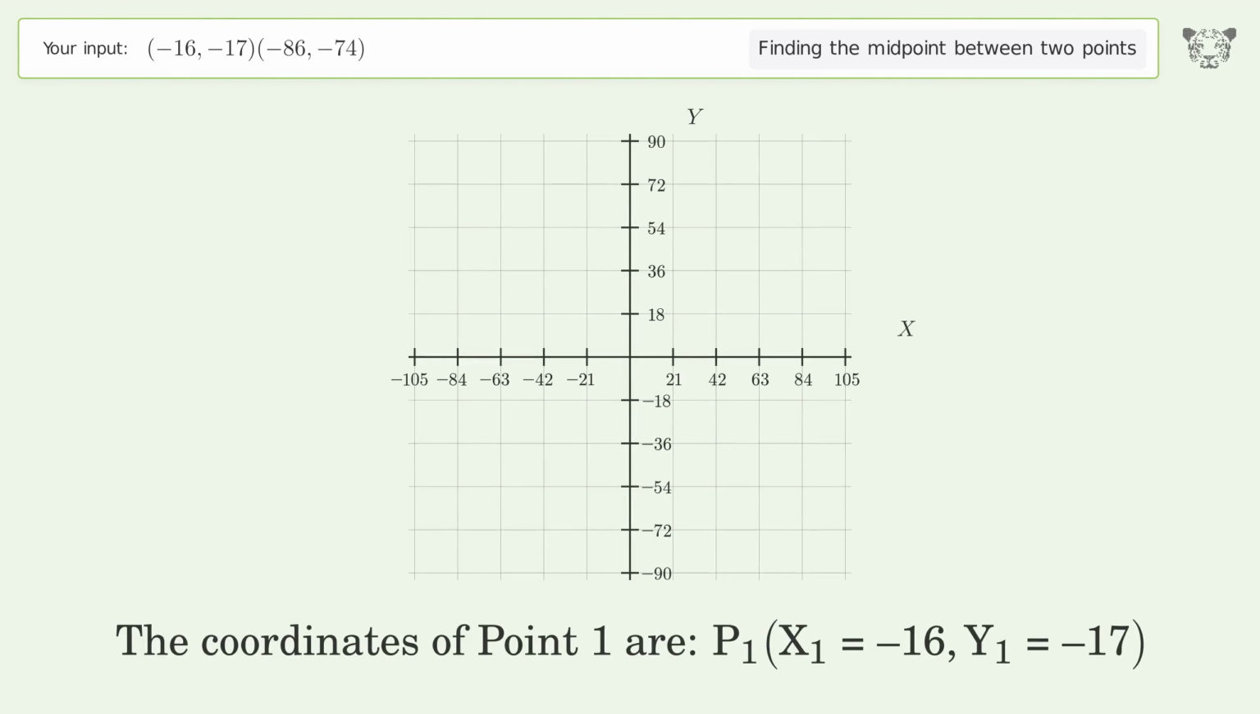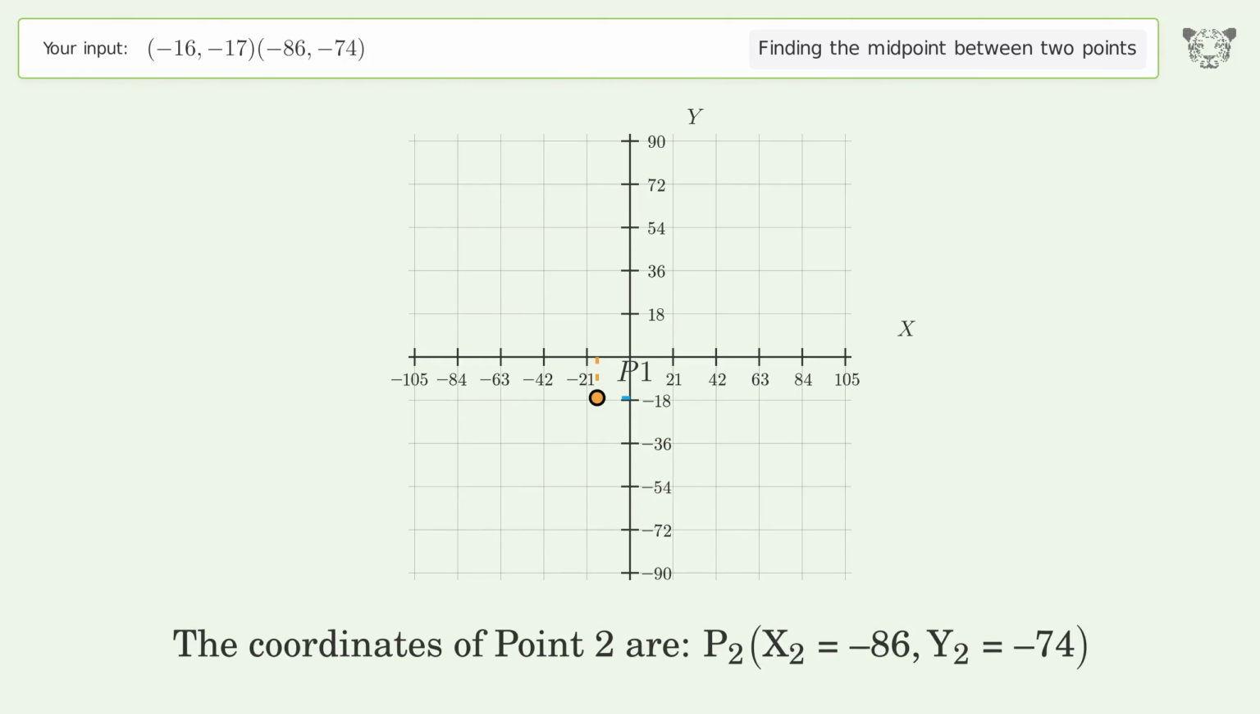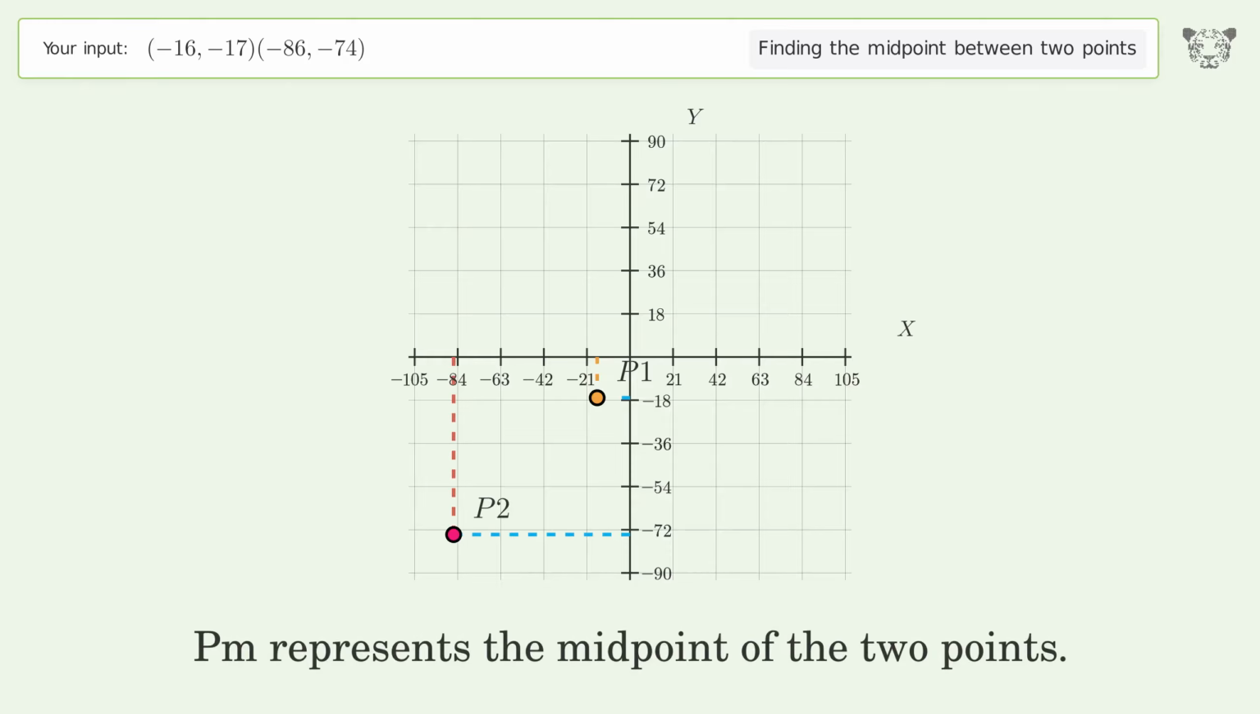The coordinates of point 1 are, x1 equals -16, y1 equals -17. The coordinates of point 2 are, x2 equals -86, y2 equals -74. PM represents the midpoint of the 2 points.